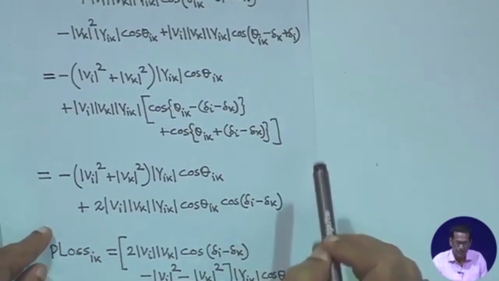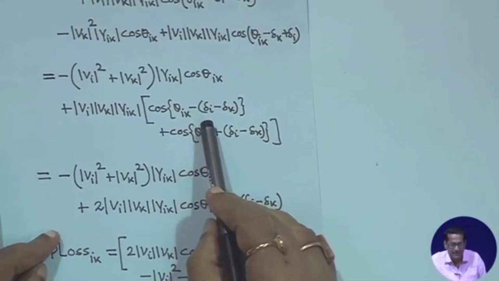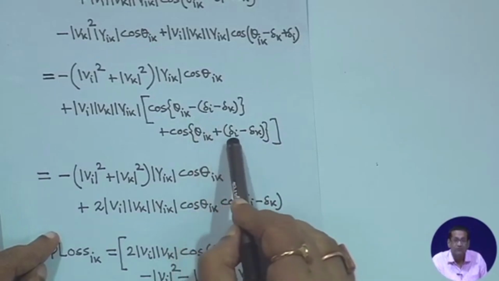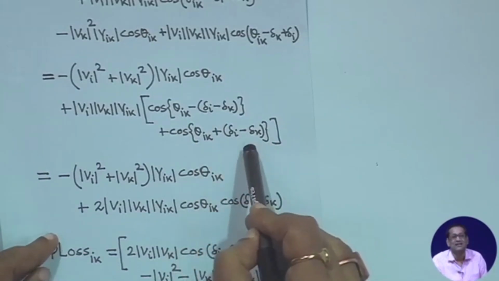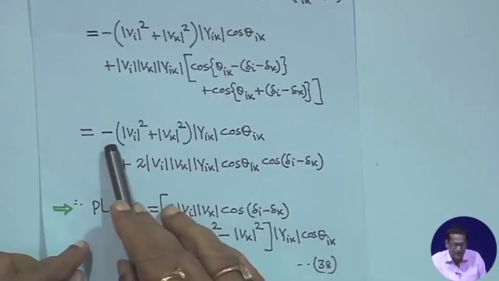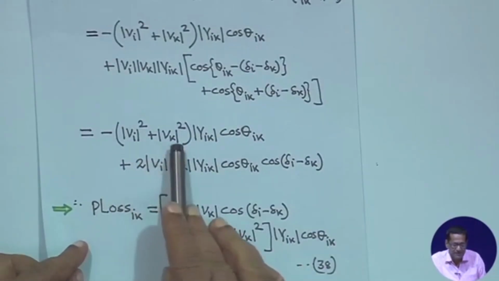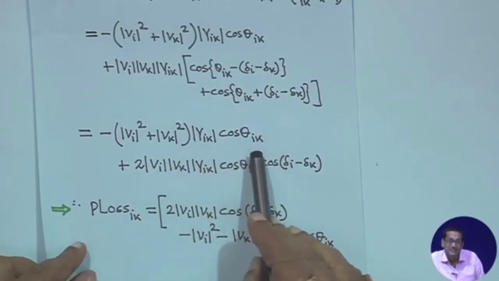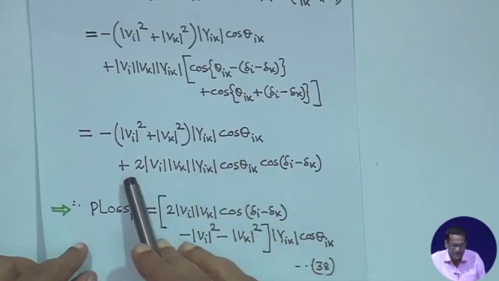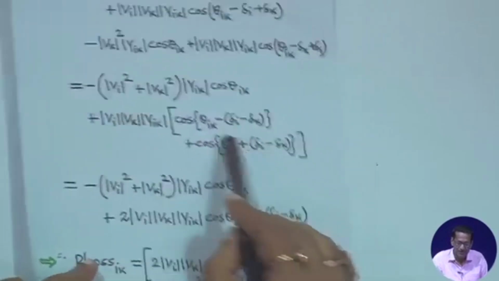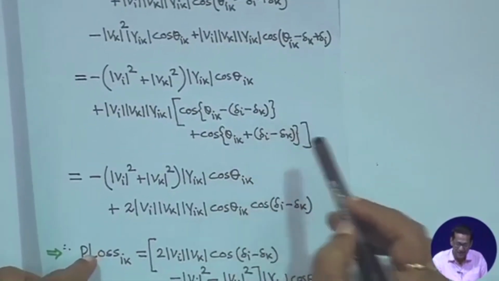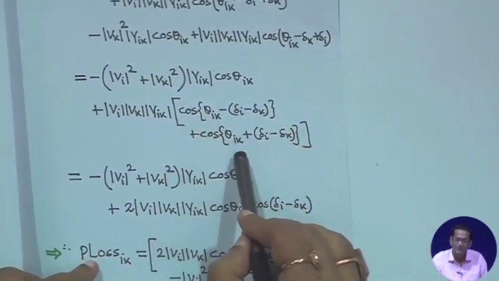After that, you expand this one as cos A cos B plus sin A sin B, and this one as cos A cos B minus sin A sin B, and simplify. If you do so, you will get minus magnitude V_i square plus magnitude V_k square, bracket close, into Y_ik cos theta_ik, and plus, when you expand it, you will find that the cos theta term will be cancelled.